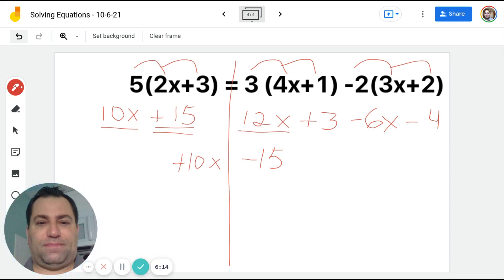Next term, 12x. That has to move to the other side. We have to change the sign. Right now, this is a positive 12x. It's going to become a negative 12x. Next term, positive 3. It happens to be on the right side of the equation. We can just write him in. Next term, negative 6x. Wrong side of the equation. Negative 6x has to move over, and it'll become a positive 6x.